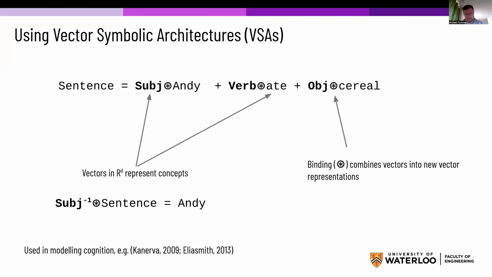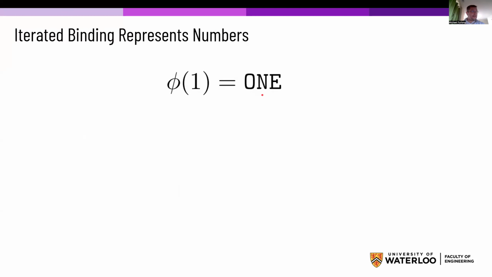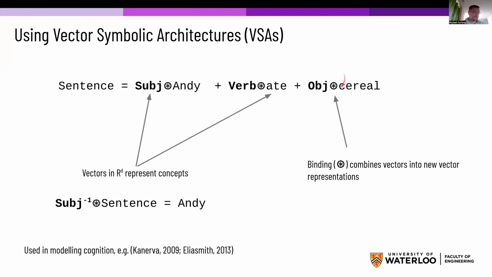And again, we can use these vector symbolic architectures to represent structured data, like a sentence. So subject and Andy are bound together. Or rather, we can see the sentence as a bundle of bound objects where the subject is Andy, the verb is ate, the object is cereal. And then if we want to query who the subject of the sentence was, we simply unbind the key subject and get Andy as the result.